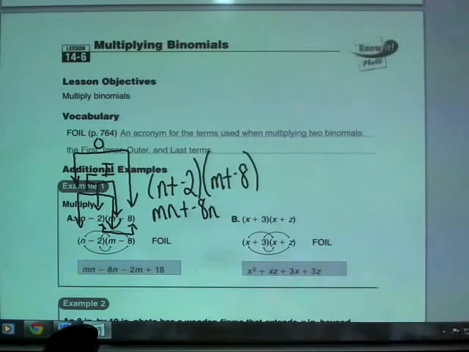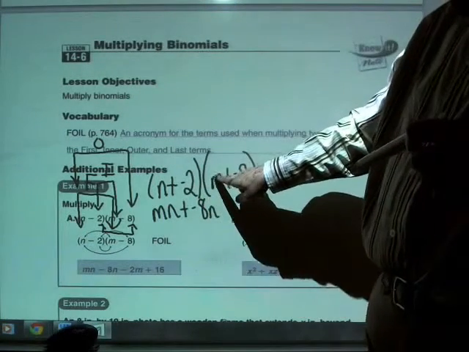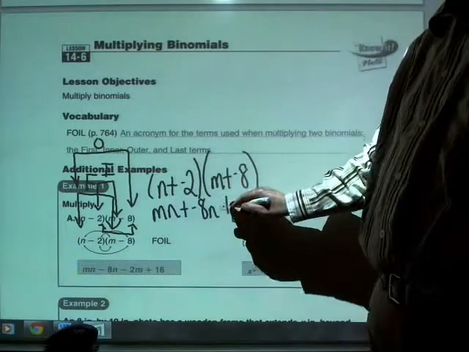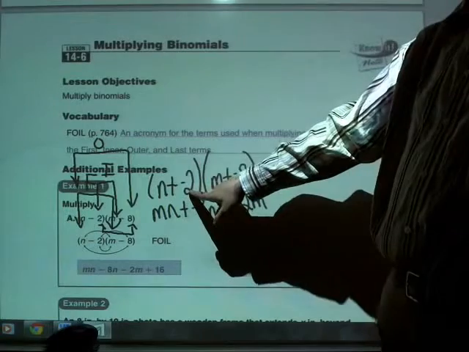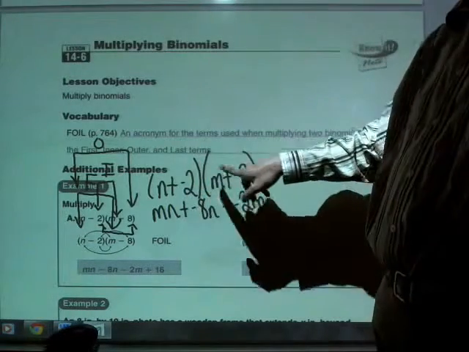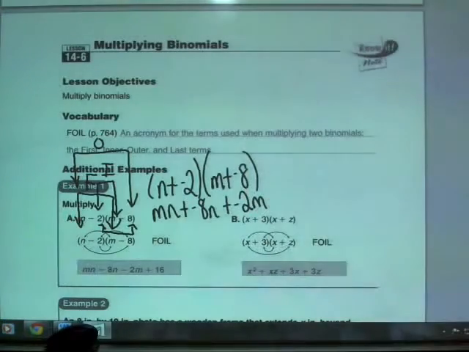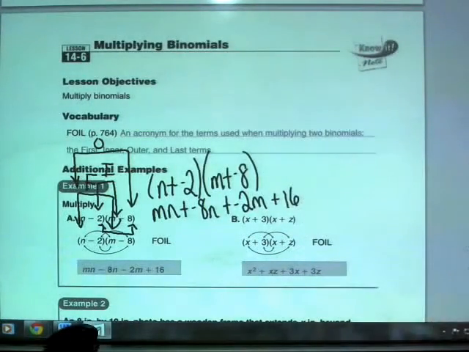Then I'm going to grab my inside terms, what's inside the expression that's been written here. Well, that's my negative 2 and my m, and I'm going to multiply those together, and that's going to give me negative 2m. And then I'm going to get my last terms, the last term in each binomial, negative 2 and negative 8 combined to make positive 16. So I write plus 16 there.